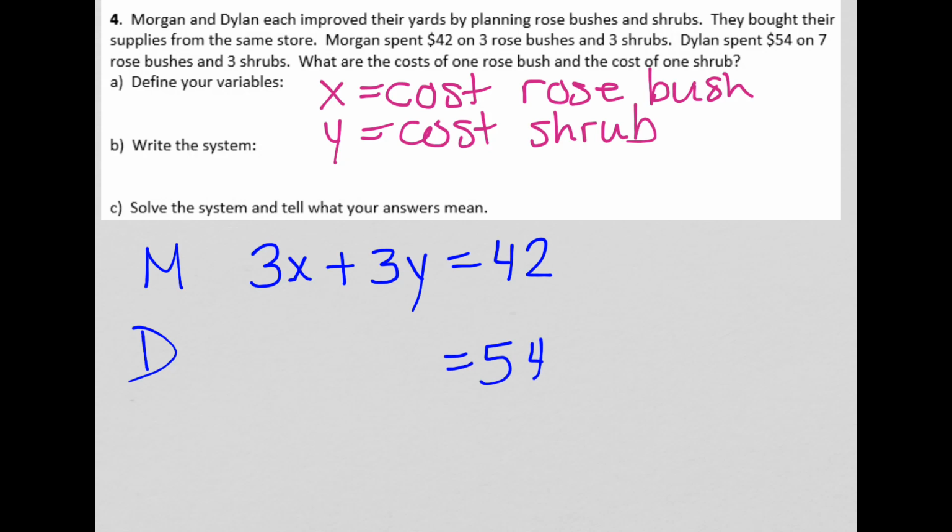Now Dylan spent $54. He obviously bought more. He spent $54 on 7 rose bushes and 3 shrubs. Hey, when you write it out like that, I hope you can see how simple that will be to solve by elimination. Good luck with that.